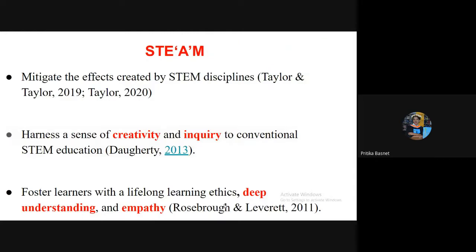There are several reasons to integrate arts in STEM disciplines. The main objective is to mitigate the effects created by STEM disciplines, as discussed by Taylor and Taylor 2019 and Taylor 2020. In addition, it helps to harness a sense of creativity and inquiry in conventional STEM education. It also fosters learners with lifelong learning ethics, deep understanding, and empathy.